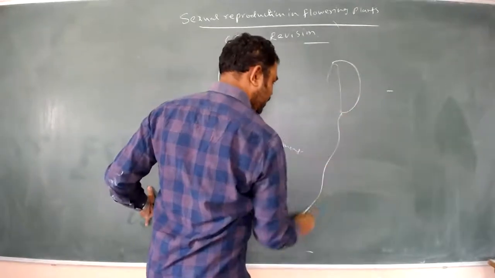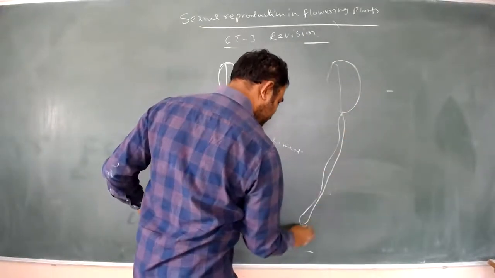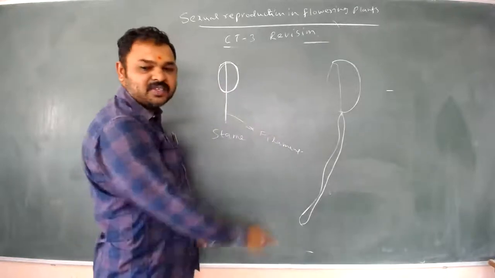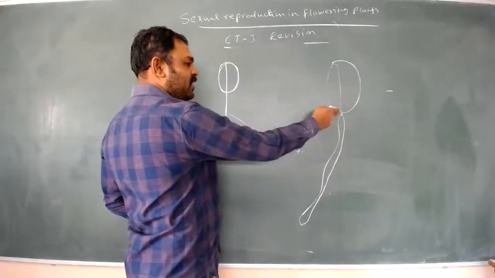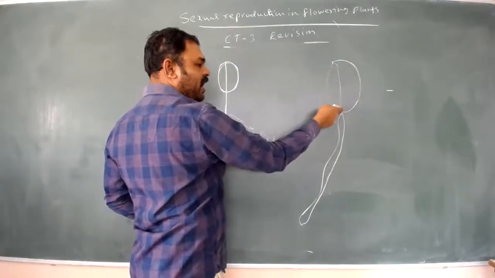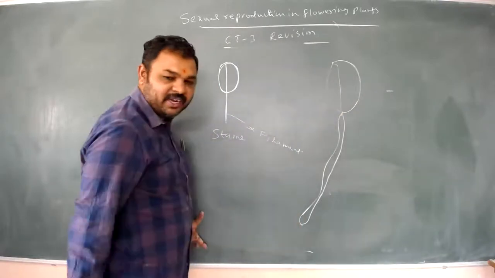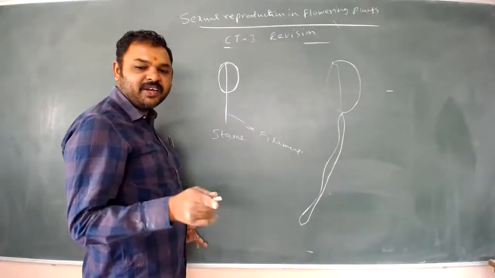Like this, the filament is there. This is the proximal end. This is the distal end. One end is attached to the anther. The other end, where will it attach? It will attach to the thalamus.